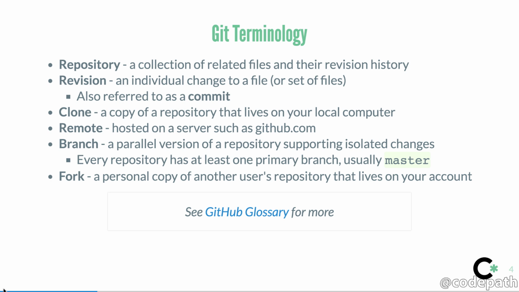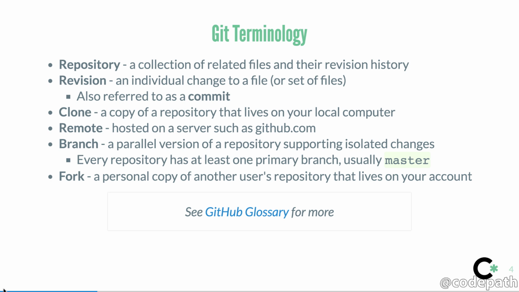So every project that you submit in this course will need its own repository, and the To-Do app will need a repository as well. A revision is basically an individual change to a file or set of files. And this is also referred to as a commit. And we can talk about examining a file's content as of a certain revision or as of a certain commit. But it's basically the individual item that is tracked for each file in Git.